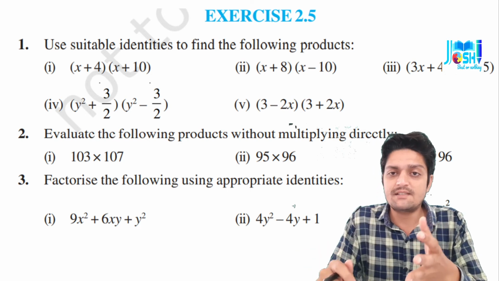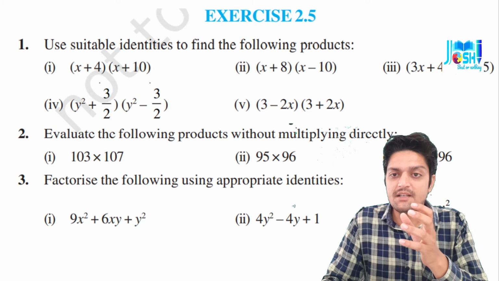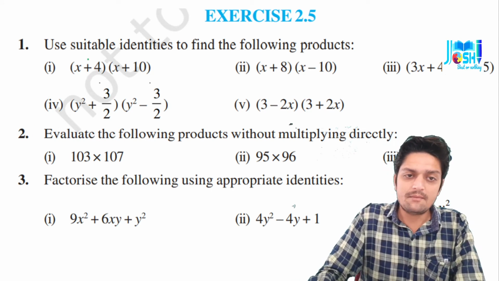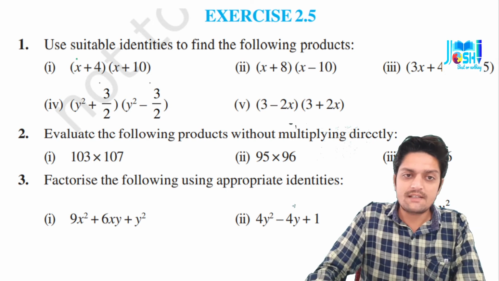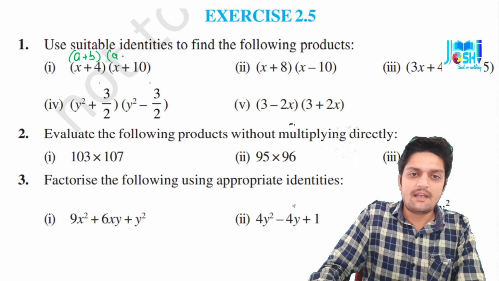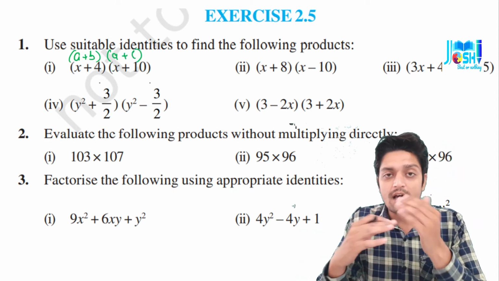Now see, this is exercise number 2.5. First question: use suitable identity to find the following products. So here you can directly do the multiplication. This is like a plus b into a plus c. This kind of identity you have already learned in 8th standard.